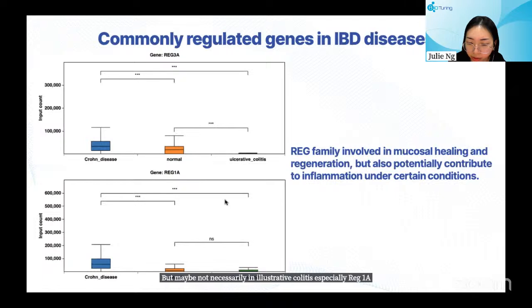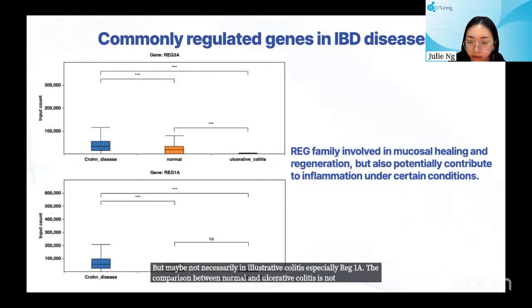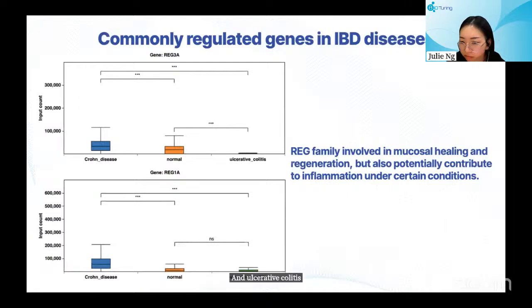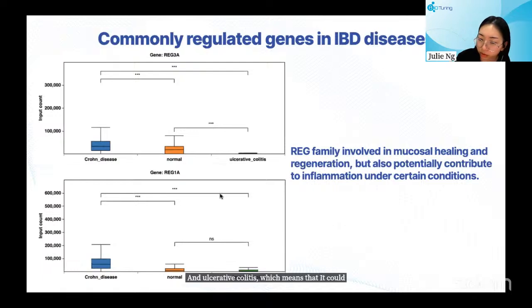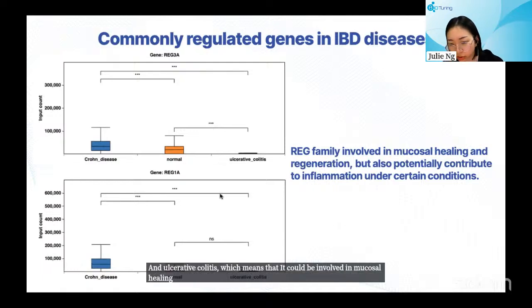The comparison between normal and ulcerative colitis is not significant here, whereas in REG3A, the comparison between normal and ulcerative colitis is significant. So there is less expression of this gene in ulcerative colitis, which means that it could be involved in mucosal healing, but it could also contribute in the other direction, contributing to inflammation.